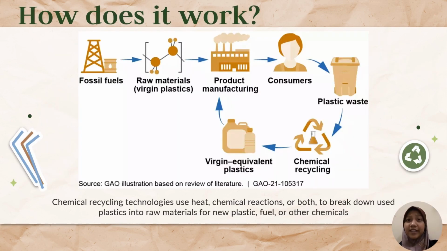So, how does it work? Chemical recycling technologies use heat, chemical reaction, or maybe both to break down used plastics into raw materials in which a polymer is either converted to its original feedstock, monomers, or recovered as a purified polymer. The new product resulting from chemical recycling can be used to prepare new or original polymer or even be used for other purposes such as plastic and fuel.